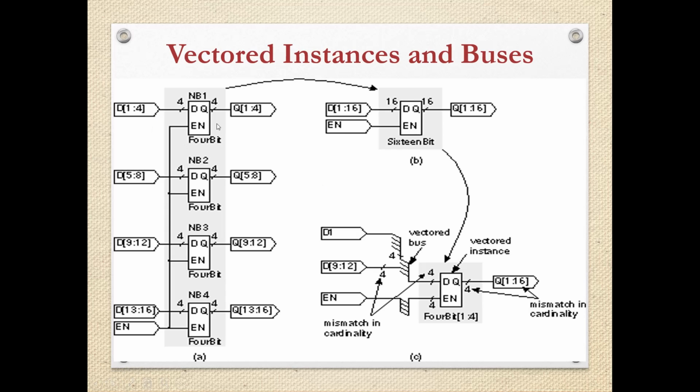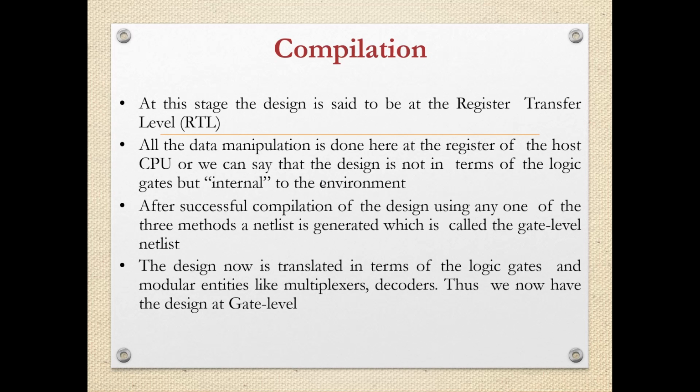So if such a 4-bit latch, we have seen how it is prepared from the single bit latches. So from this 4-bit latch, if you want to obtain a 16-bit latch, then again 4 such devices will be required, and this is the vectored representation for that. Now this is a 16-bit latch which is having the inputs D1 to D16. The outputs are Q1 to Q16, and there is one enable input. So the diagram becomes much simplified with the help of this vectored instance and buses.